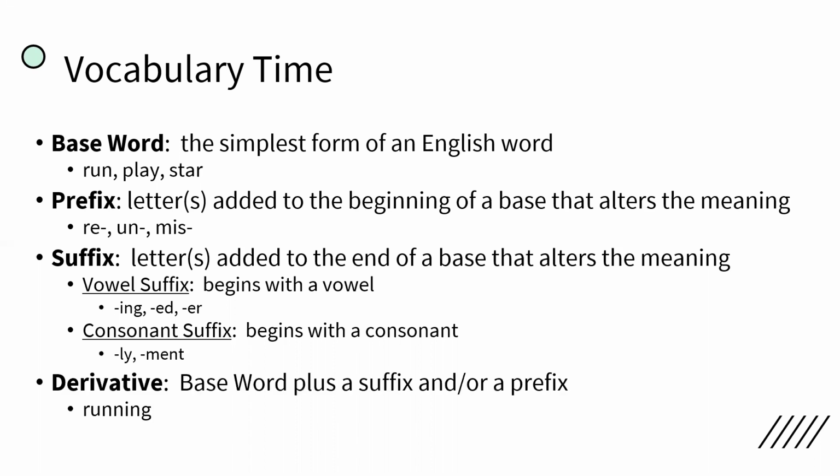And then when you add prefixes and suffixes to a base, the result is called a derivative. Okay, that's just a big word for an easy concept. So run is a base. Ing is a suffix. You put them together, running is a derivative.